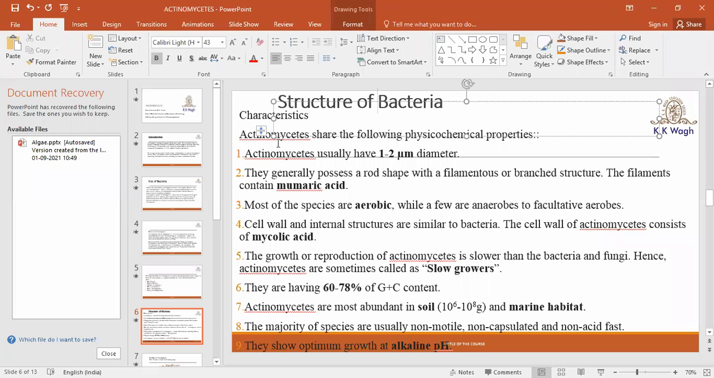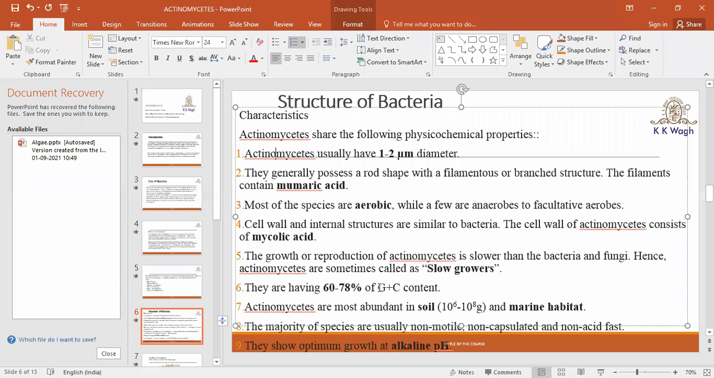Then what is the structure of these bacteria? Actinomycetes share the following physiological parameters. Size, as I already told you, is 1 to 2 micrometer. The filament contains muramic acid. They show an aerobic character, and some are facultative anaerobes. In their cell wall mycolic acid is present. They are a group of bacteria that are slow growers. Why are they called slow growers? Because some time is required to grow their filament.